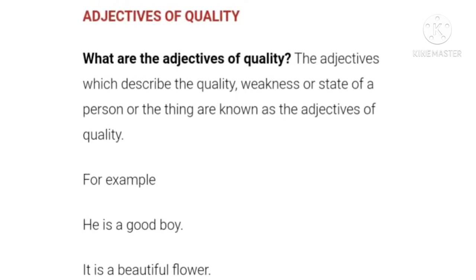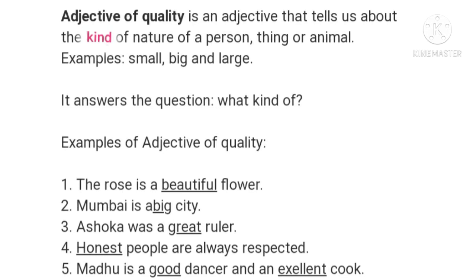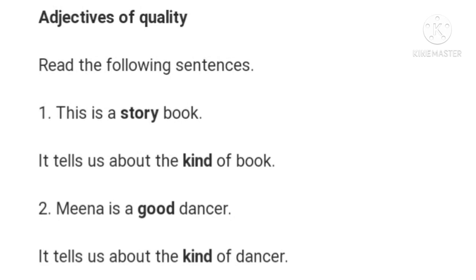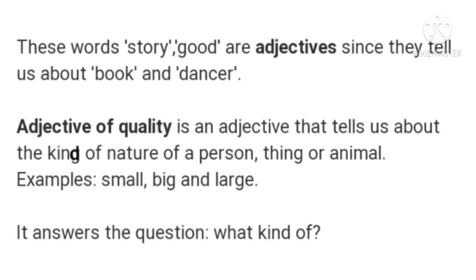Adjectives of quality. Adjectives of quality tell us about the kind or nature of a person, thing or animal. For example, if it says about the kind, size, color or shape, taste, condition, about how big, small, etc. of a noun, any animal, any person, then that is called an adjective of quality. For example, this is a storybook. So it says about the kind of book, that is story. Meena is a good dancer. So what type of dancer? Yes, it is a good dancer. So here good, story, etc. are called adjectives. Done.